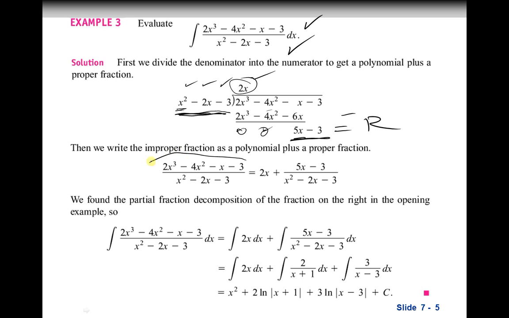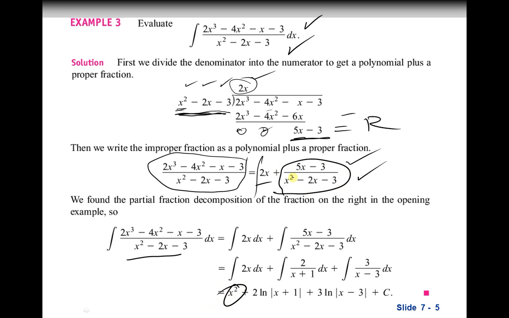So the original rational function is equal to 2x plus the remainder over the divisor. And now you can see that we can integrate this entire thing by integrating 2x, which is x squared, and we already knew the integral of 5x minus 3 over x squared minus 2x minus 3 is what we have down here. So now we have the entire integral. And I'm glad that Heather mentioned that because I think it's worthwhile knowing, although I'm sure you all know how to use long division.